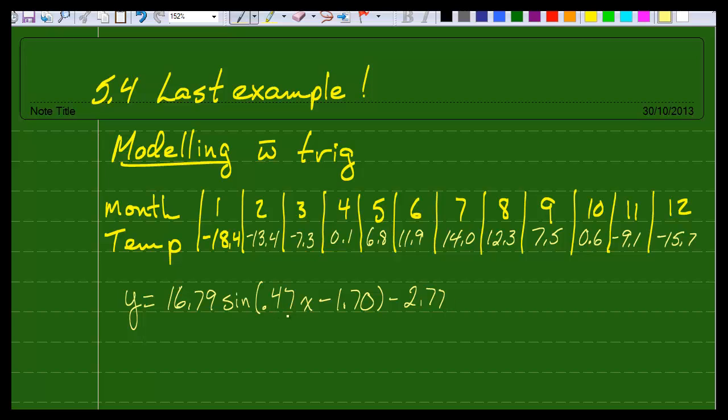Notice that it gives me my b value inside there as part of this x minus h term. So when I factor that out, my phase shift will be different. Okay, there's my equation. Now, can we do that algebraically without the graphing calculator? Well, yes, we can.